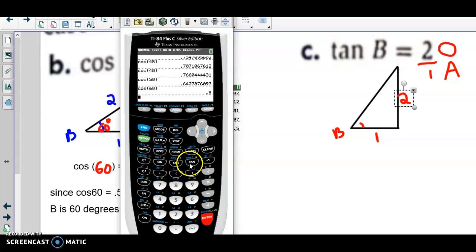So let's just test some values. So we get tangent, and let's start with 45. Tangent of 45, we get 1. That's not it. So let's try something bigger. So maybe tangent of 60. Let's try it. Oh, that's heading in the right direction. Tangent of 60 is 1.73. That's almost 2, not quite 2. Let's go a little higher. So let's say tangent 65. Okay. Oh, that's a little too high. That's too much.